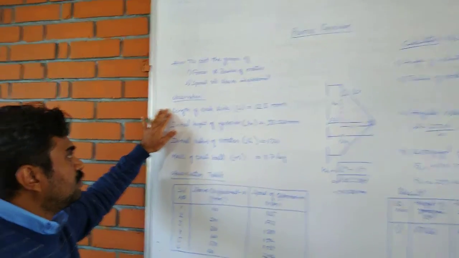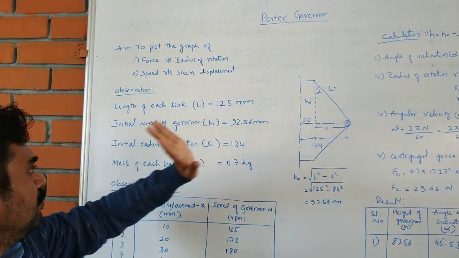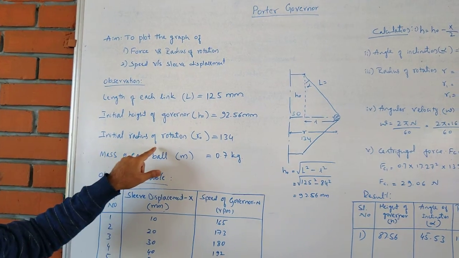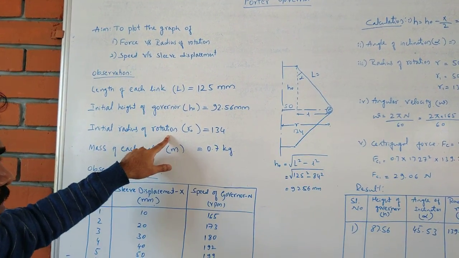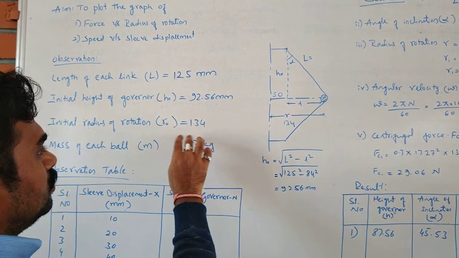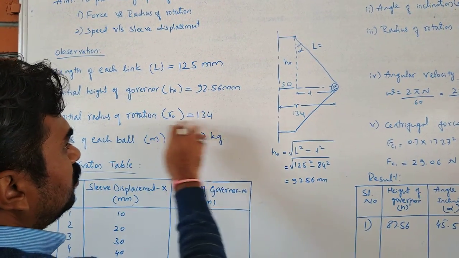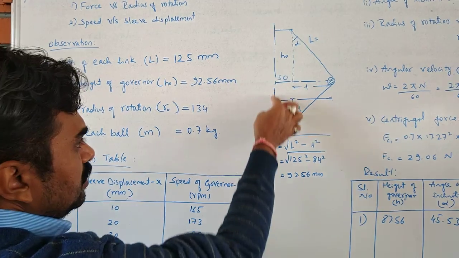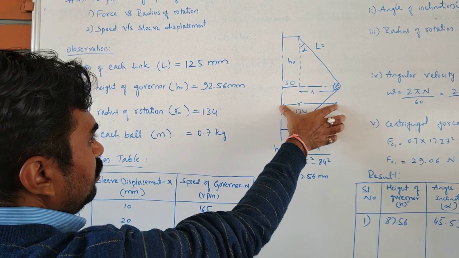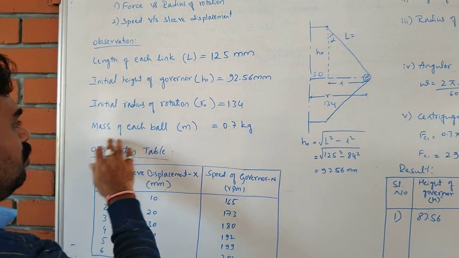We start from the observations. The length of each link we measured as 125 mm. Next we have the initial radius of rotation. We measured the distance between the two balls, and that distance is 268 mm. So we take half of that as the radius of rotation. If this is the axis of the spindle of the governor, this distance we take as 134 mm, half of the total measurement. Next we have the mass of each ball.